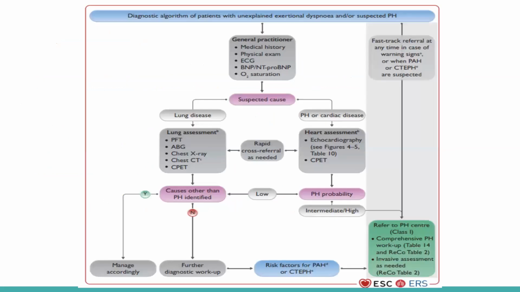So this is a diagnostic table you can see. When a patient has approached a general medical practitioner, medical history is obtained, physical examination is done, and ECG, BNP, NT-proBNP, and O2 saturation are checked. If we have a fast-track referral system and we identify warning signs of PH and CTEPH, like pulmonary embolism, then directly refer the patient to a PH center. But if you suspect a lung cause of PH or a cardiac cause, then lung assessment like PFT, ABG, and chest X-ray has to be done, and then again classify the patient and assess. If it is a cardiac cause, heart assessment in terms of echocardiography has to be done, PH probability has to be assessed, and then the patient is referred to a PH center.